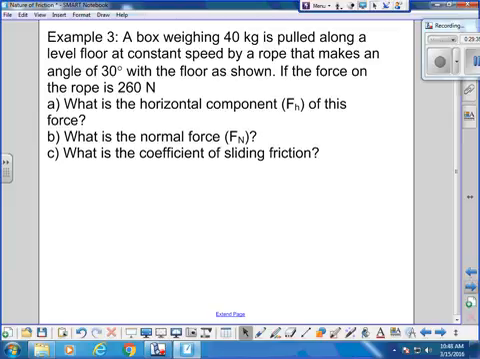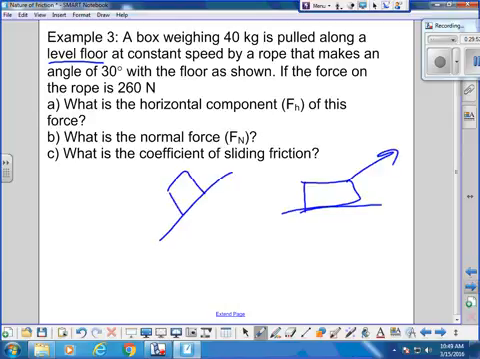Okay? Notice that it clearly says a level floor. I've noticed in grade 11, people have a hard time differentiating between questions where it's on a level floor and the force is at an angle, or it's on a ramp, because they're kind of similar, right? But you got to make sure you know the difference. This is which one? This is level floor, like this, right?